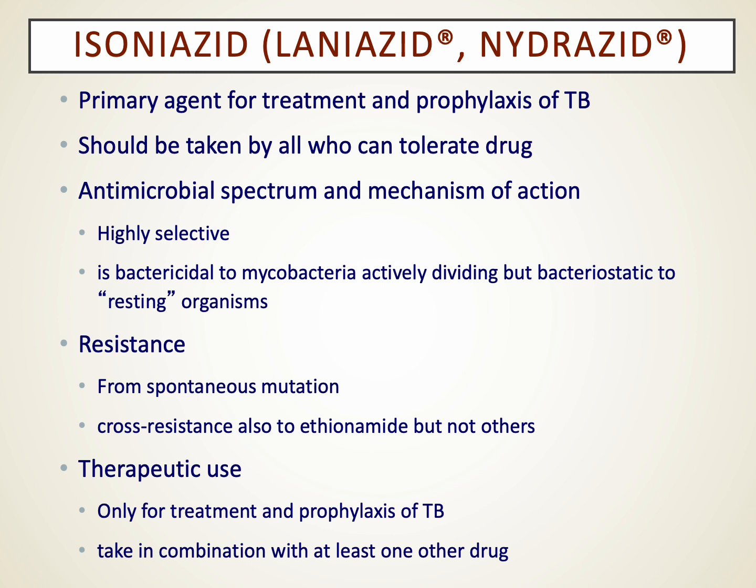First, isoniazid. Isoniazid's been around for a long time. It's a primary agent for both treatment and for prophylaxis of TB. And really, it's a first-line drug that should be given to anybody for whom you have TB on your radar, for someone who is a candidate for antituberculin therapy.